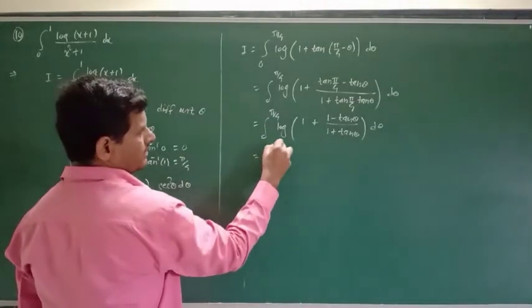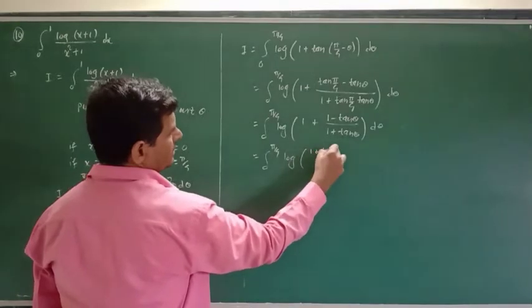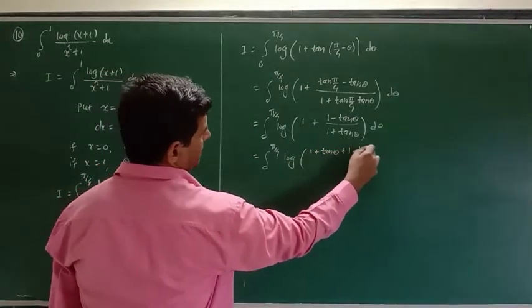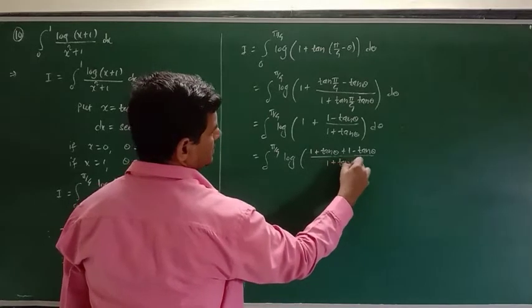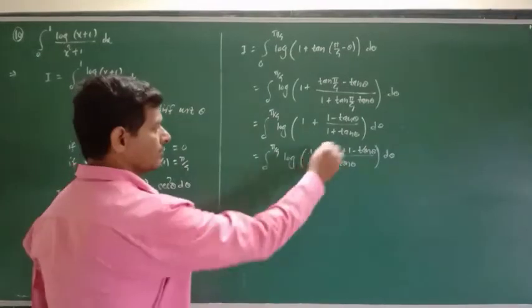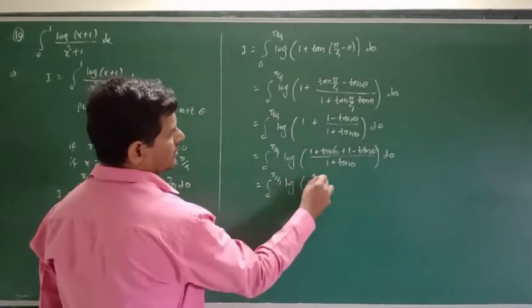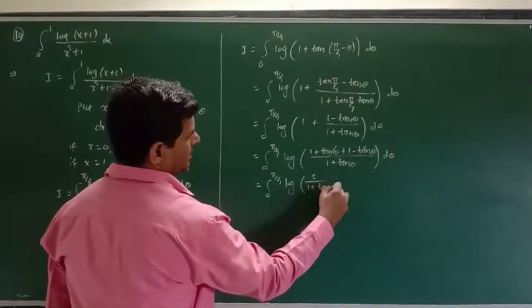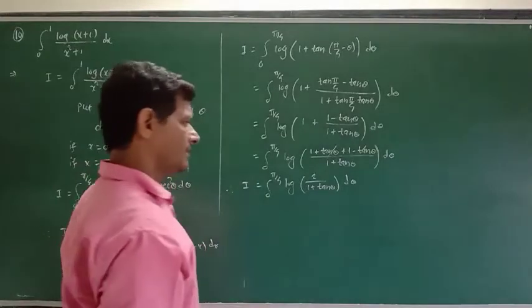So simplify: 0 to pi by 4 log of (1 plus tan theta plus 1 minus tan theta) upon (1 plus tan theta) d theta. So minus and plus tan theta get cancelled. 1 plus 1 is 2. So 0 to pi by 4 log of 2 upon (1 plus tan theta) d theta is the value of integral I.